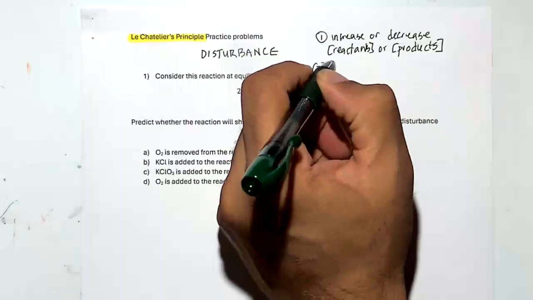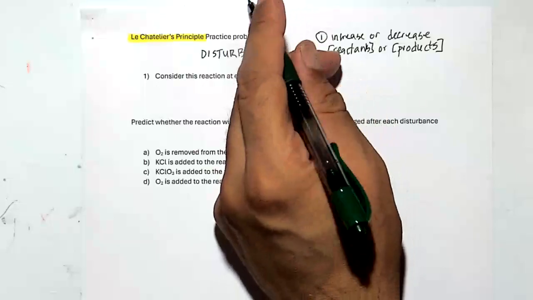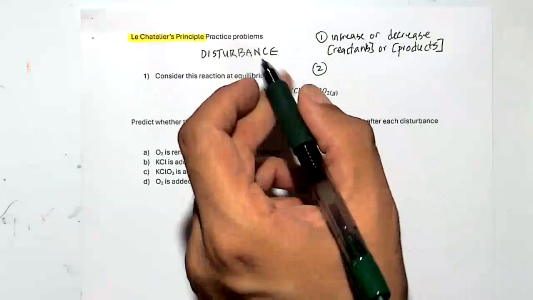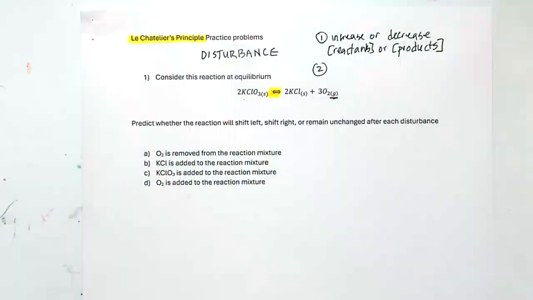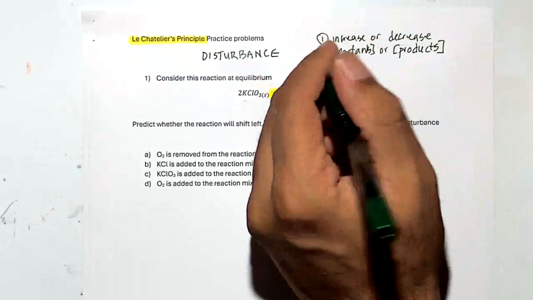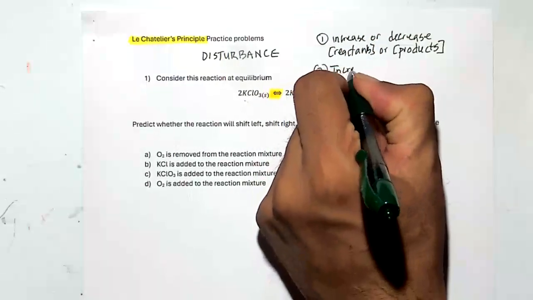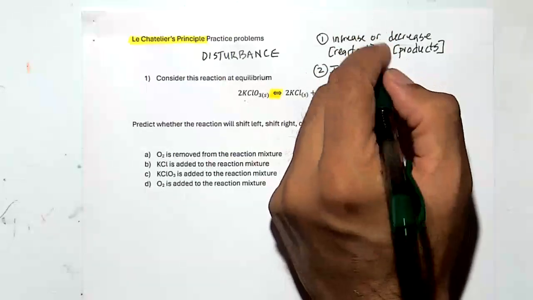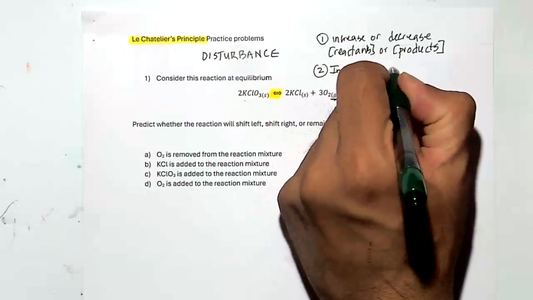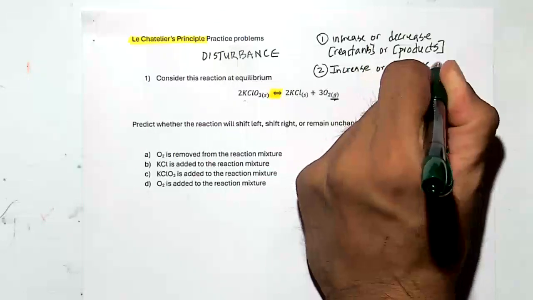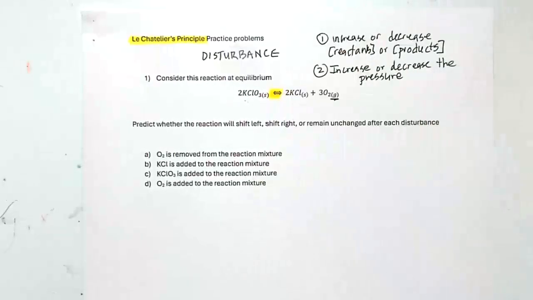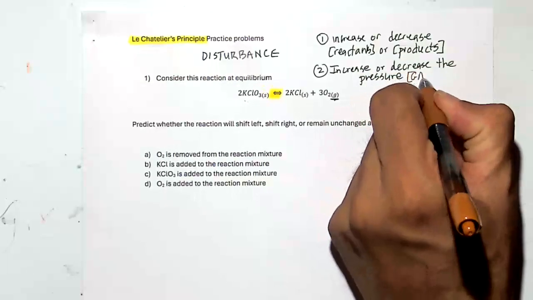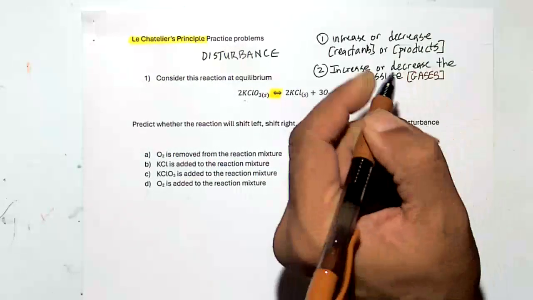Okay, number two, you can increase or decrease the pressure. This is only when you're talking about gases. Okay, so if you see gases, like in this problem we'll do together, then you have to worry about, are you changing or altering the pressure? So you can increase or decrease the pressure. That's the second type of disturbance. Right, so I want you to realize when they're talking about pressure, we are really talking about gases.